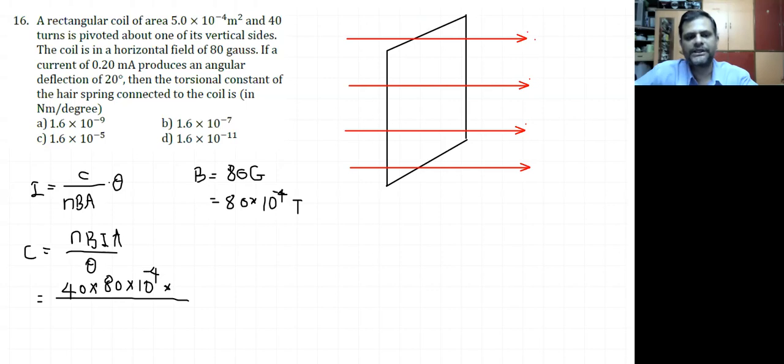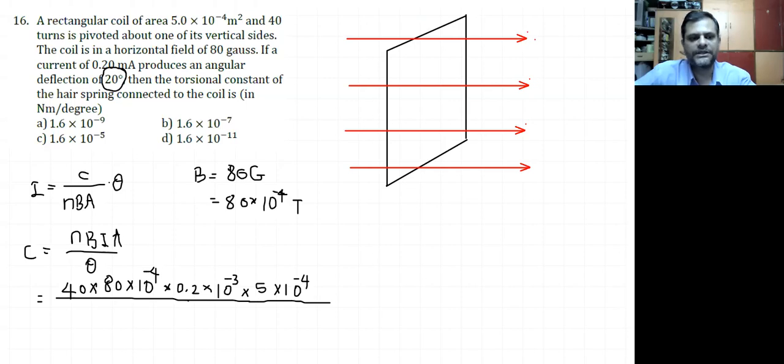So 0.2 milliampere मतलब कितना हो गया? So 0.2 milliampere can be written as 0.2 into 10 raised to minus 3 ampere actually. And area of cross section is again given already, that is 5 into 10 raised to minus 4 meter square. Don't worry about it, it is already given in meter square. And meter square is a standard unit, so we can just replace it by that. So we can have this as 5 into 10 raised to minus 4 meter square, and theta is already given to be 20 degree.